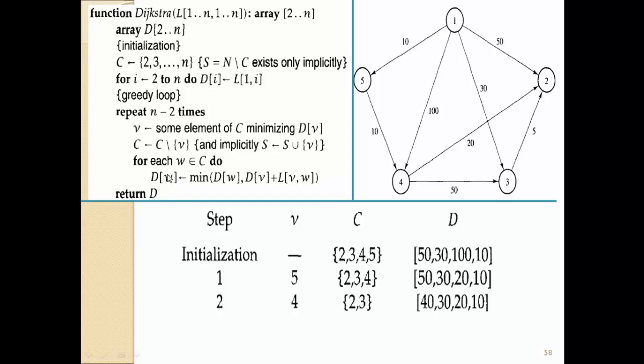Now, when the value of w is equal to, for example, 3, at that time d of 3 is equal to minimum of d of 3, and d of 4. So as we discussed, d of 4 is equal to 20 plus L of 4 to 3. Is there any path from 4 to 3? Yes, that is a 50, right? So 50 plus 20, that is 70, and the direct path d of 3, that is 30, right?